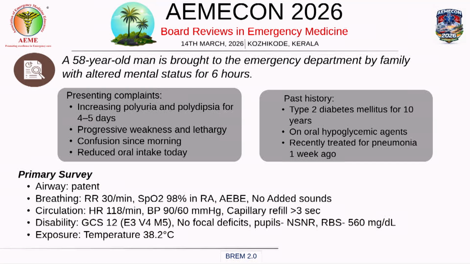This is the primary survey of the patient. What are the abnormalities that we can spot in this one? We can see that the patient is tachypneic, but he is maintaining the saturation. The circulation part shows us that there is tachycardia, the patient is in shock. The GCS is not full, E3, V4, M5. The RBS is raised.